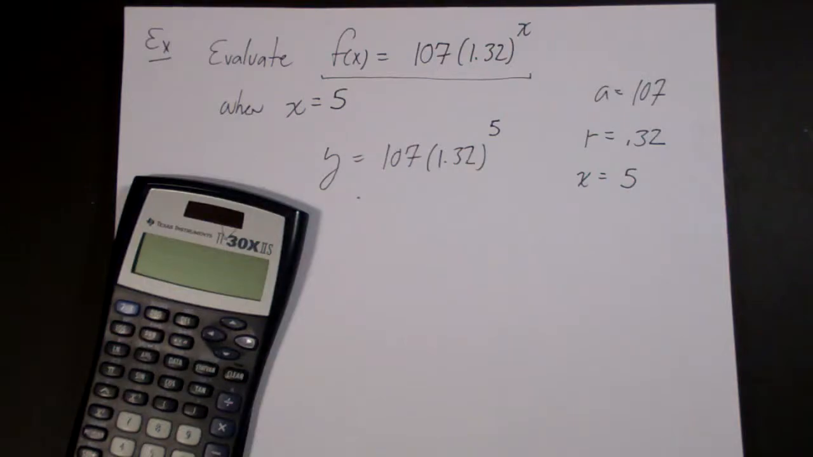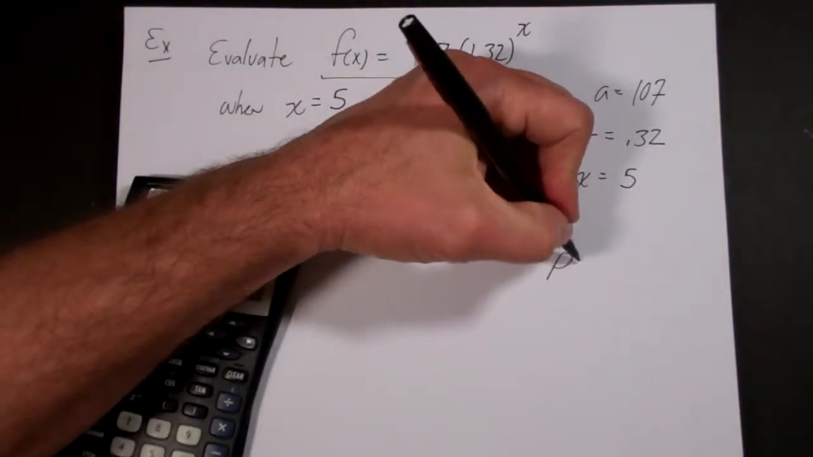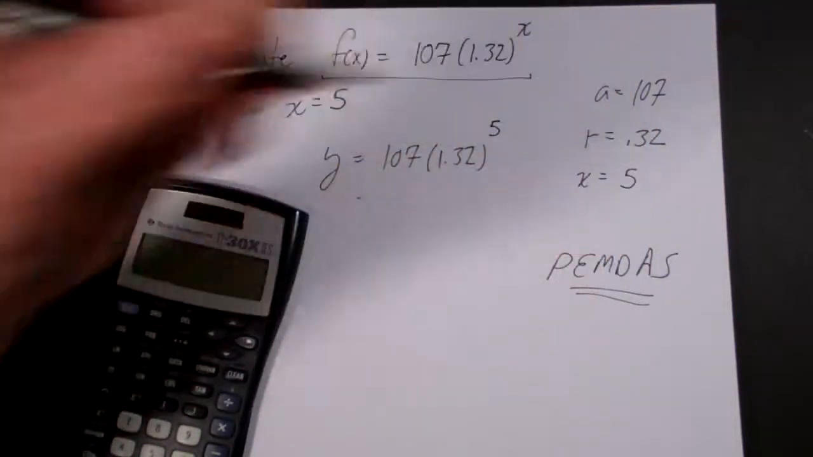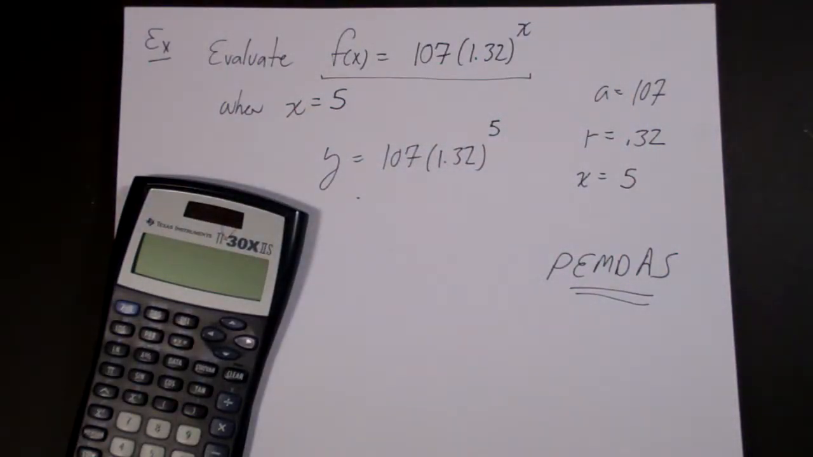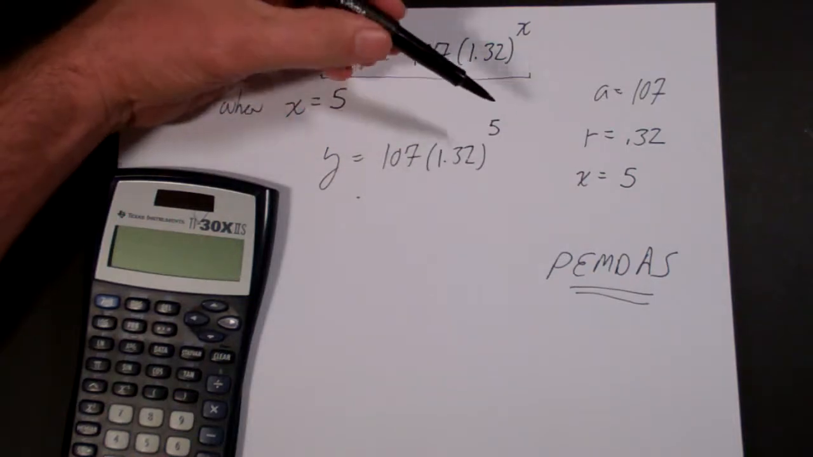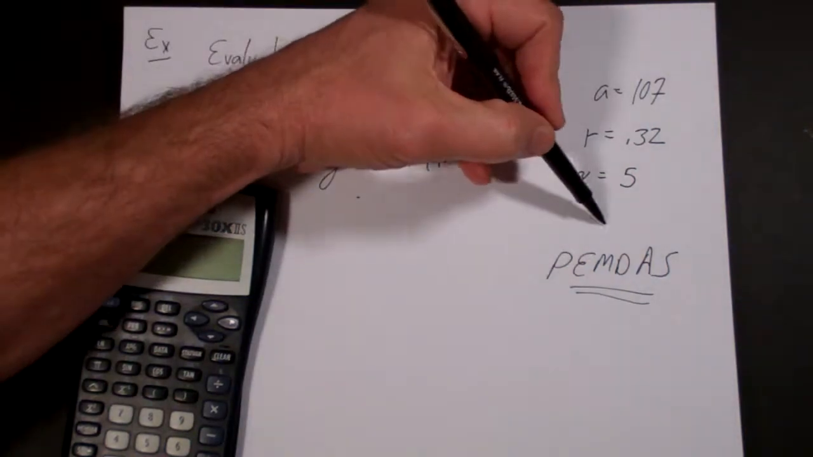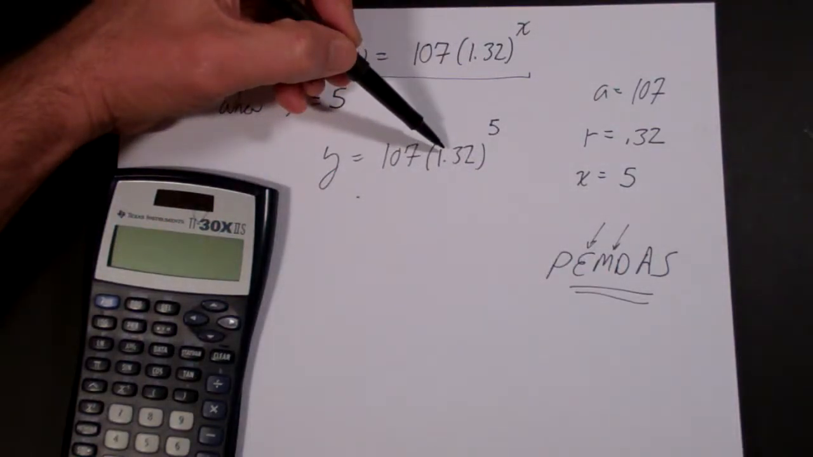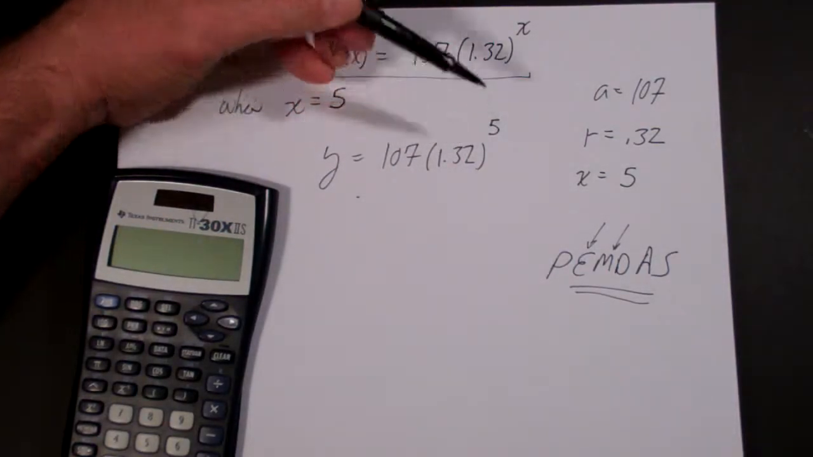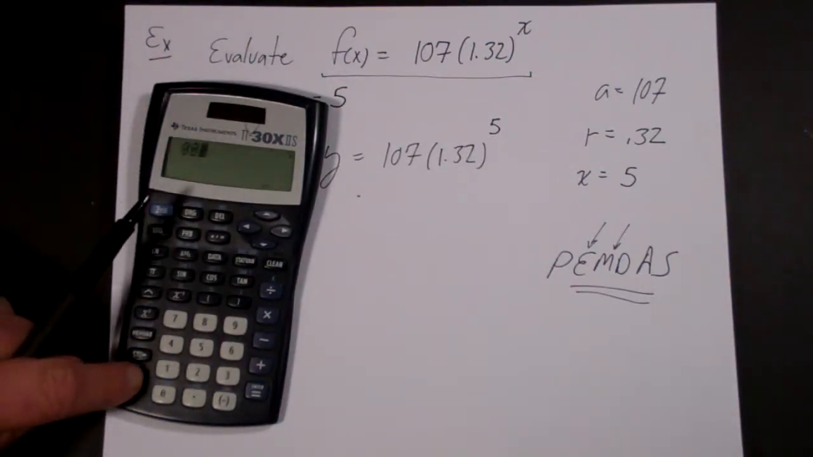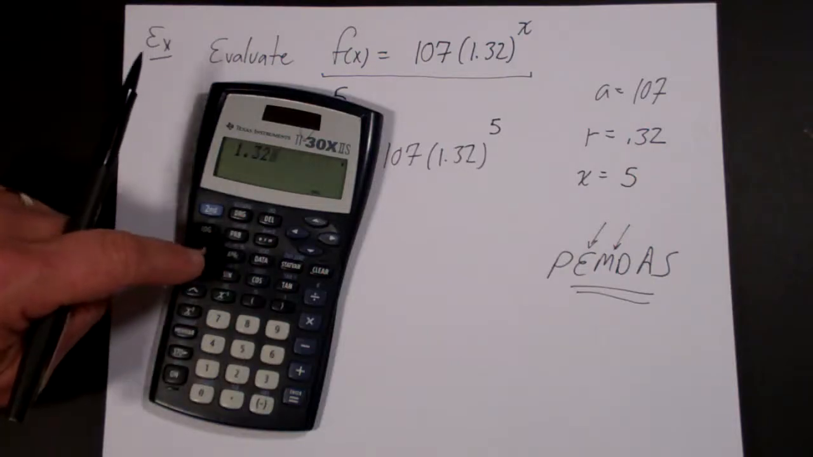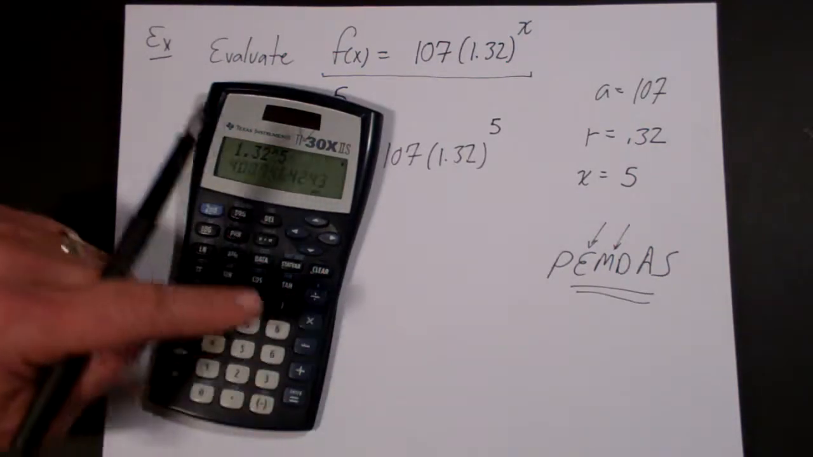Now the key here is that we need to use PEMDAS rules, right? In fact, if someone gets this problem wrong, it's almost always because they do the order of operations in the wrong order. So the key here is that you always do exponents, the E, before you multiply, M. So as a first step, we want 1.32 raised to the power of 5. So let's do that. Let's clear that. Let's go 1.32 raised to the 5th.